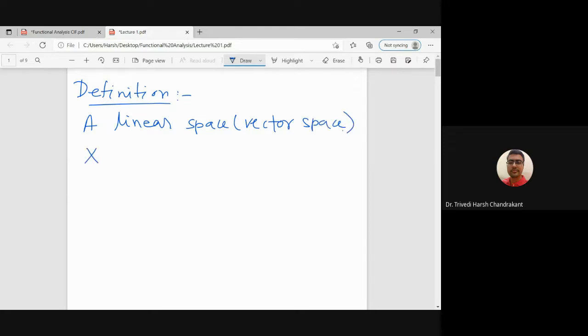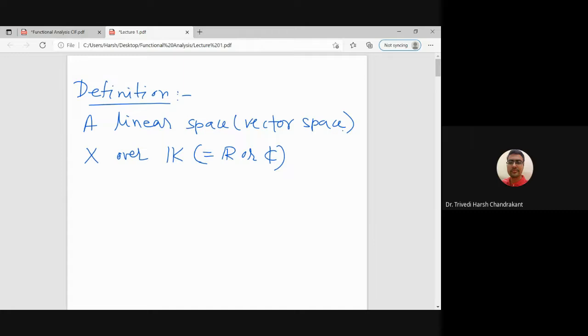We denote it by X over field K. So K is either the set of real numbers or the set of complex numbers, right? So X is a vector space over R or C if it is a non-empty set with two operations.